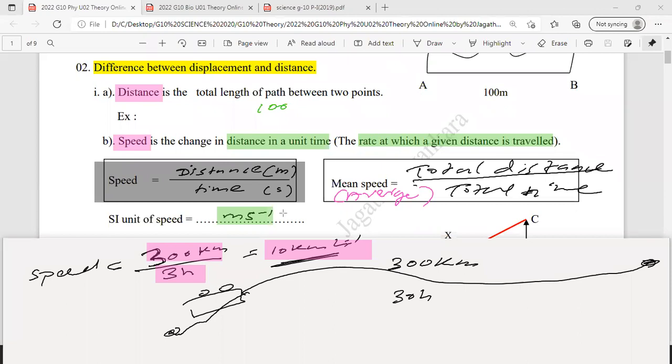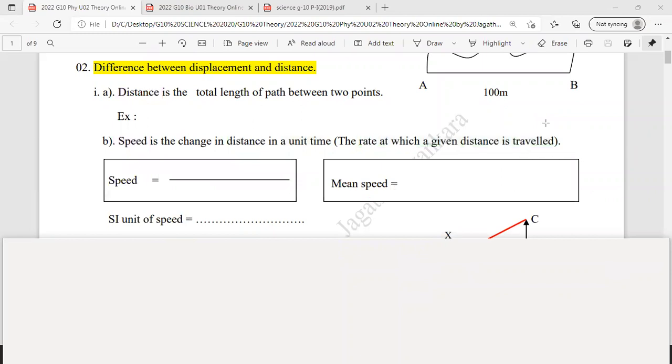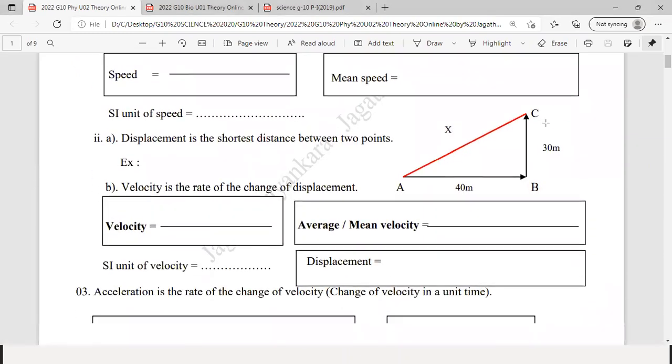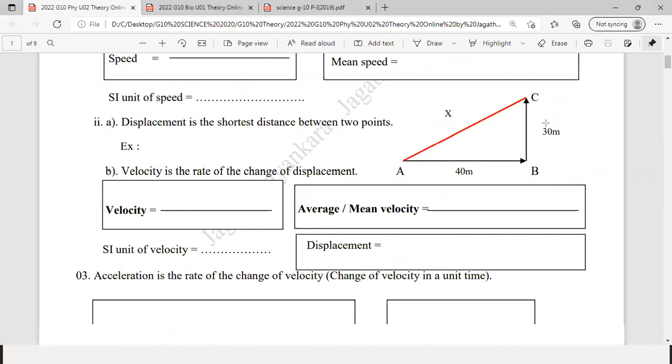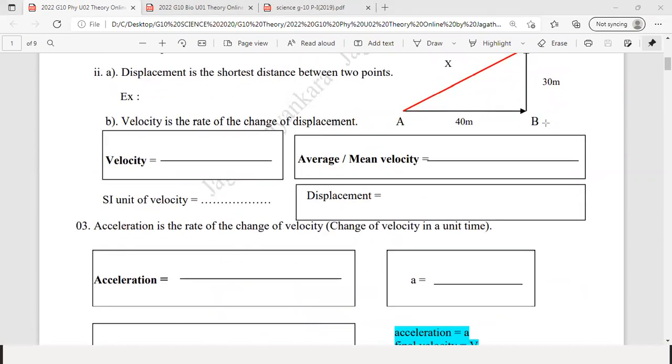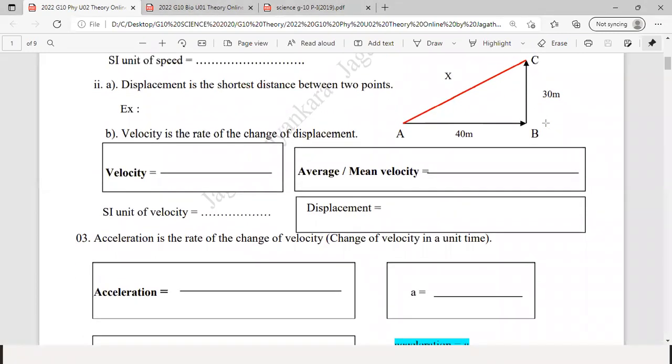Next part. SI unit is important. I'll erase the screen. Look at this. Part 2: Displacement. Displacement is the shortest distance between two points in a definite direction. That should be there, in a definite direction.